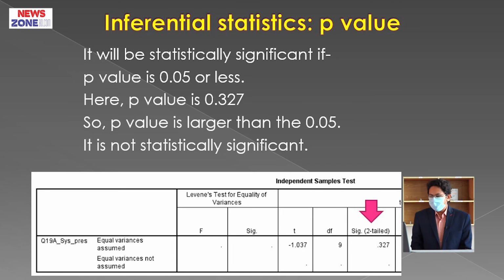In the next column, we see significance two-tailed, which will show us the p value. P value here is 0.327. We know that p value must be 0.05 or less to be significant. Here it is larger than 0.05. So, it is not statistically significant.